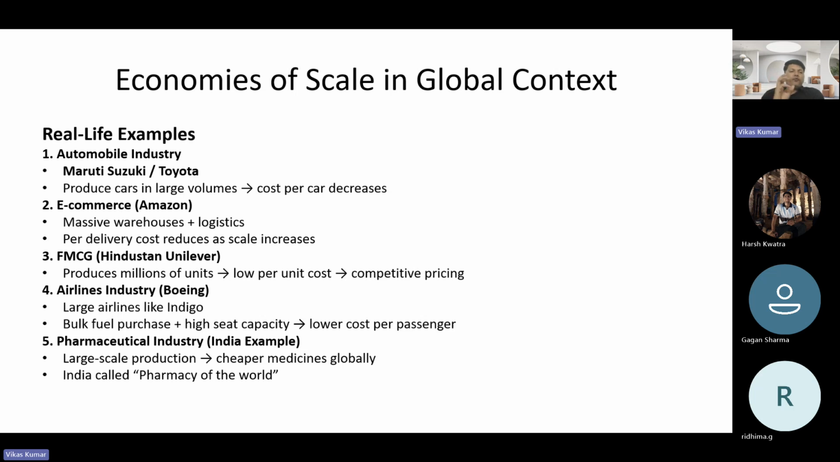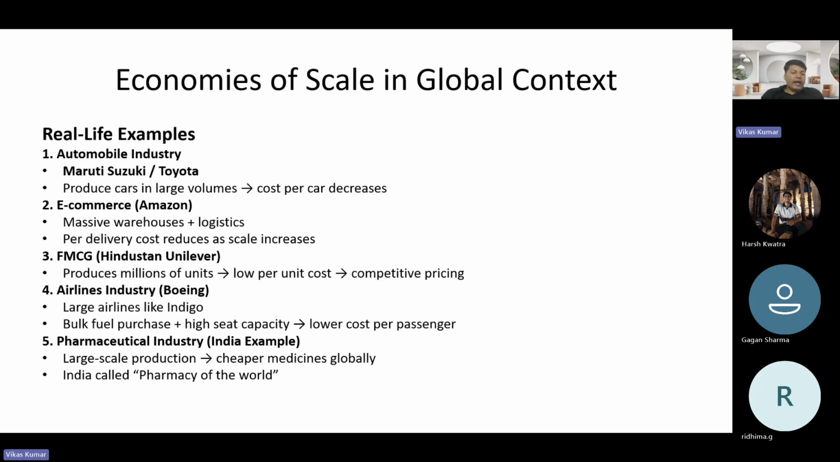Amazon, because of the massive warehousing and the logistics management, their per delivery cost reduces at a higher scale as compared to their competitors. In the FMCG sector, Hindustan Unilever produces millions of units at low per unit cost, and because of that they are able to sell their products at very competitive pricing.